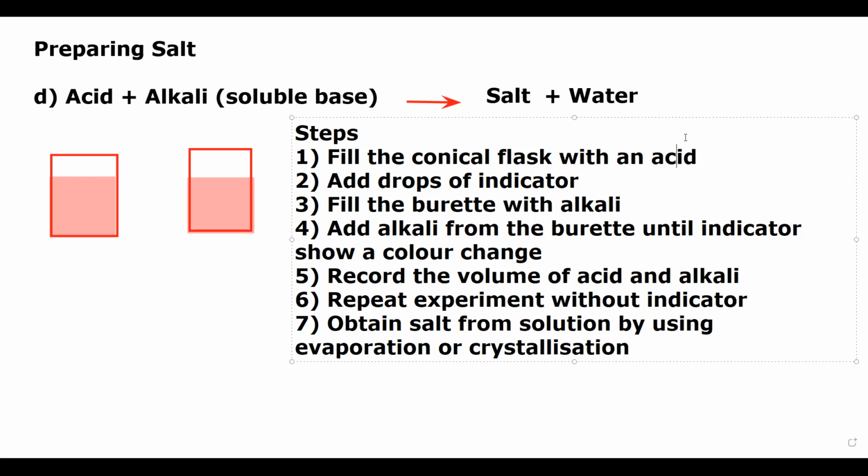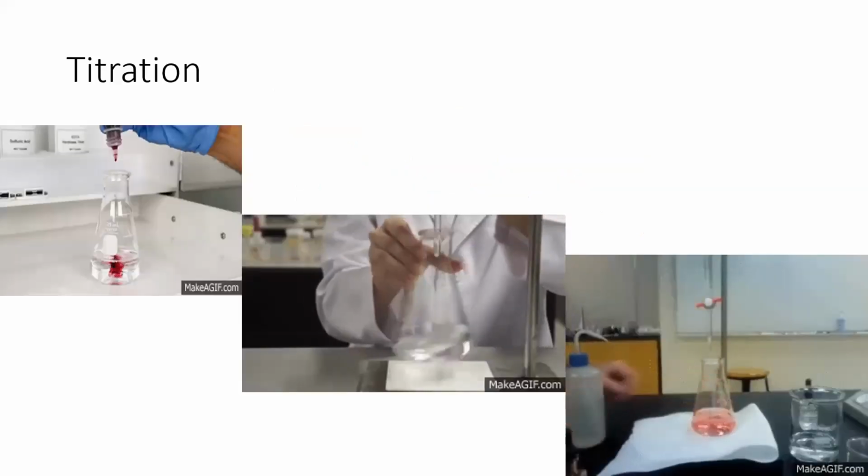So these are the steps which we will follow. We'll fill the conical flask with an acid, then we'll add drops of indicator, then we'll fill the burette with an alkali, and add alkali from the burette until the indicator shows a color change. When the indicator shows a color change, it means the acid has reacted with the alkali, or the acid completely neutralized the alkali, or the alkali completely neutralized the acid. And this technique is known as titration.